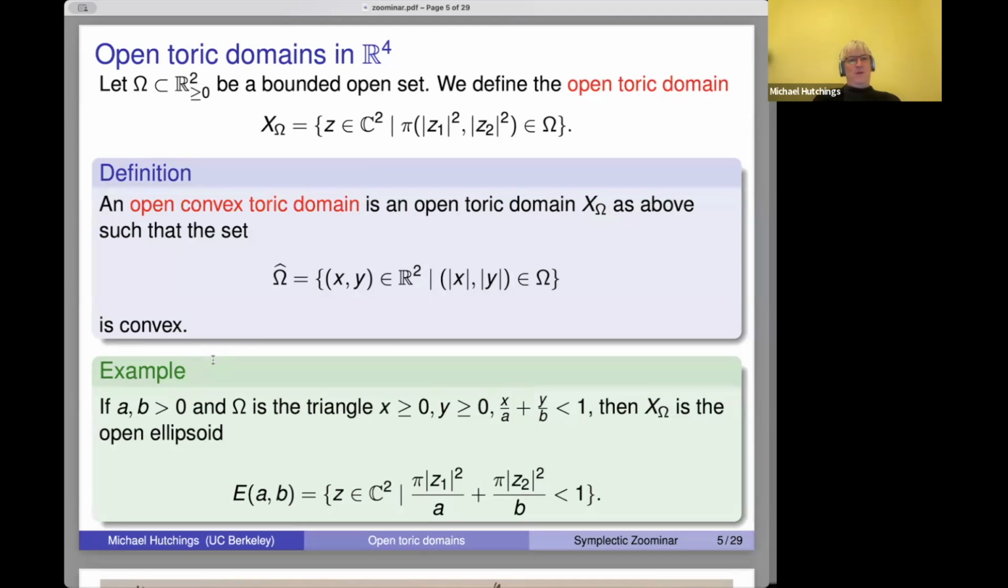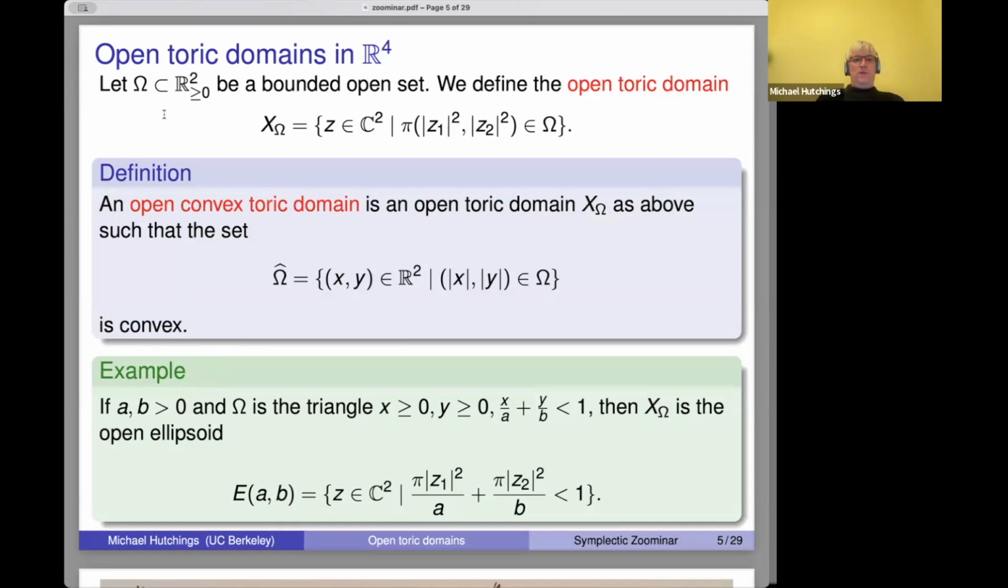So let omega be a bounded open set in the first quadrant of the plane, pairs of positive real numbers. And I mean open with respect to the topology on the quadrant. So these are going to include pieces of the axes and the origin, even though it's not an open set in all of R2. It's still an open set in this subspace.